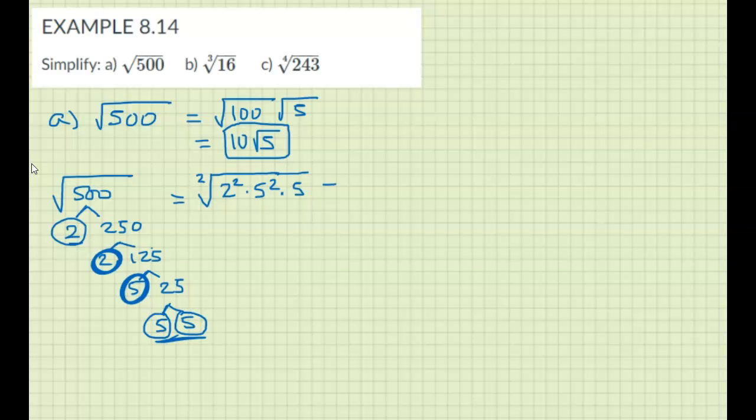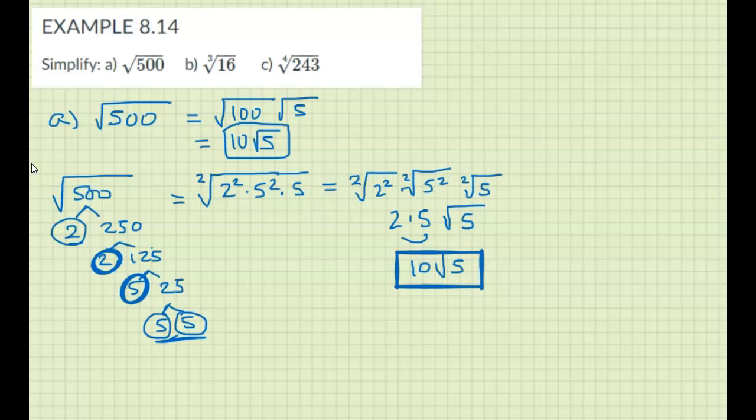Okay? Alright, so now we have square root of 2 squared, and square root of 5 squared, and square root of 5. Okay, so these come out of the radical because you can divide. So we have 2 to the 1 times 5 to the 1, and then square root of 5. And these multiply, and we get 10 square root of 5. Alright?